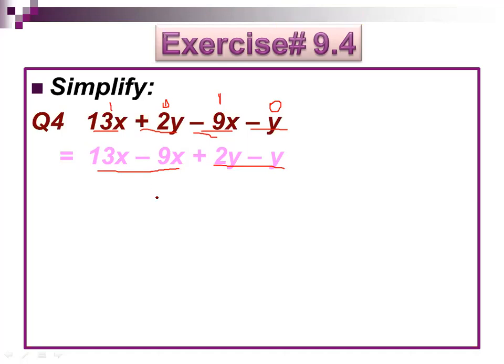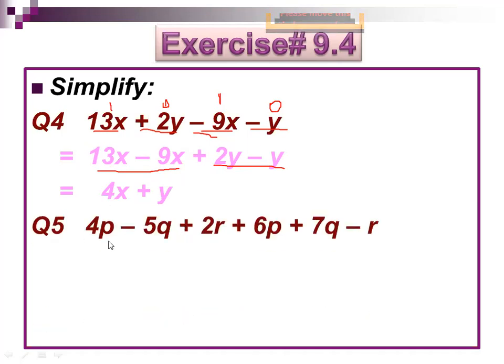So 13 minus 9, what will it become? 4x. And 2 minus 1, nothing is written here, so you will say 1. So 2 minus 1, you will write simply y, but the sign of plus is here because 2 is the bigger number, so you will write plus y. You are not going to write 1 here, nothing is written, so you will say your coefficient here is 1. So 4x plus y is the final answer. You are not going to write 4 plus 1 is equal to 5xy, because the terms are different, variables are different.